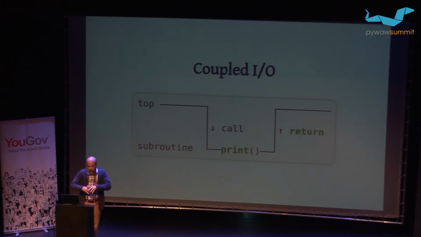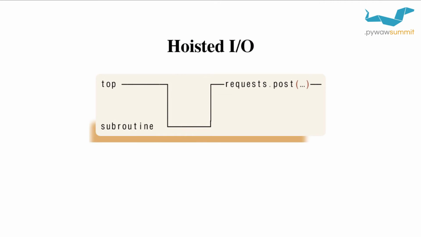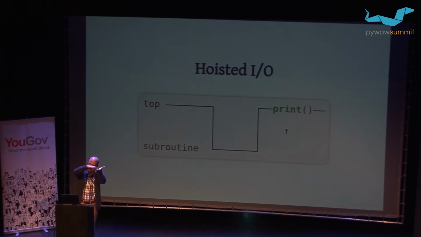The print statement was down in the subroutine. You could not call the subroutine without print firing, so you needed to patch it or replace it if you wanted the subroutine to function in some new circumstance. With this maneuver of changing the subroutine into something that simply speaks the language of data and hands that data back, we have now hoisted our I/O up to the top level of the program, leaving the subroutine purely in charge of doing data operations.